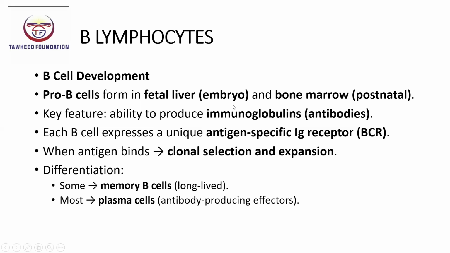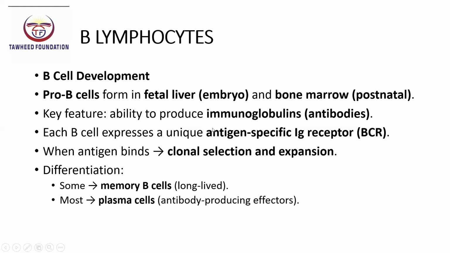Next is B lymphocytes. B cell development begins in the fetal liver during embryogenesis and continues in the bone marrow after birth. The hallmark of B cells is their ability to synthesize immunoglobulins, which function as antibodies.